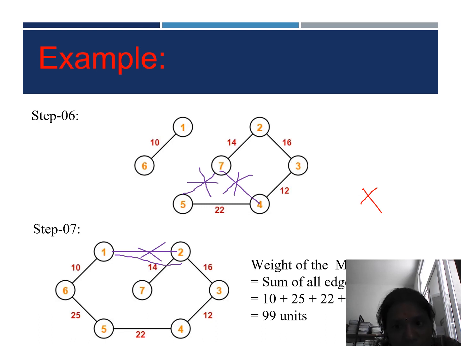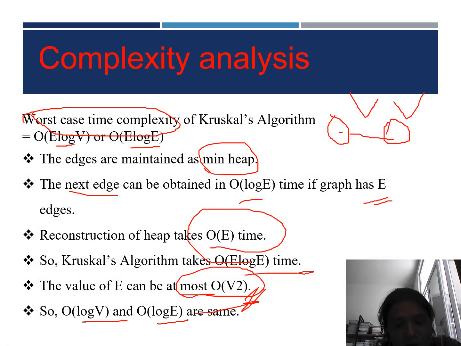At last, we find the minimum cost by adding all the edges, that is the sum of all edges. So if we add, we get the answer. The complexity analysis: the worst case time complexity of Kruskal algorithm is O(E log V), that is edges times log of vertices. We can also write it as E log E. These edges are maintained as a min heap, not a max heap.